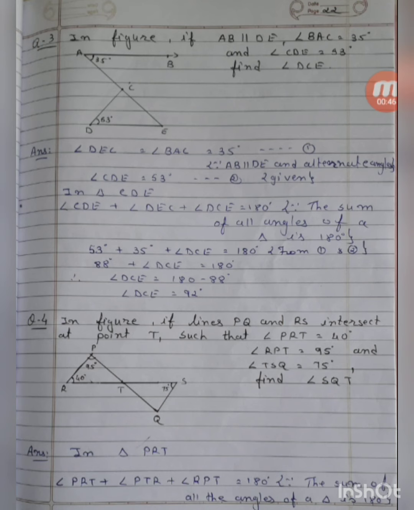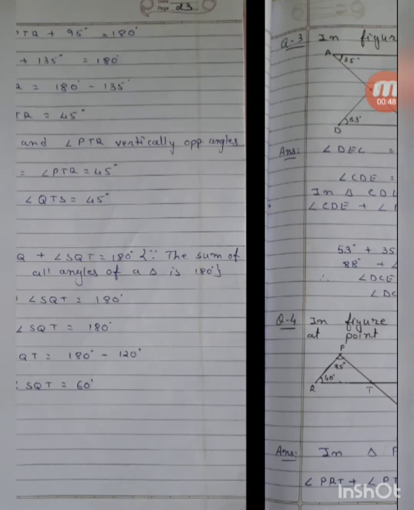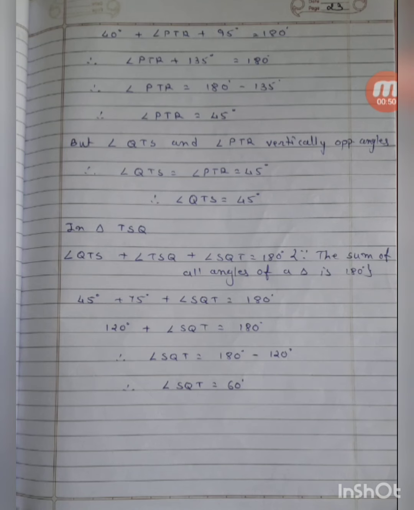The sum of all angles of a triangle is 180 degrees. Here, they give you the measurement of two angles. So we put 40 plus angle PTR plus 95 is equal to 180 degrees. Then angle PTR plus 135 degrees is equal to 180 degrees. Angle PTR is equal to 180 minus 135. Then angle PTR is equal to 45 degrees.